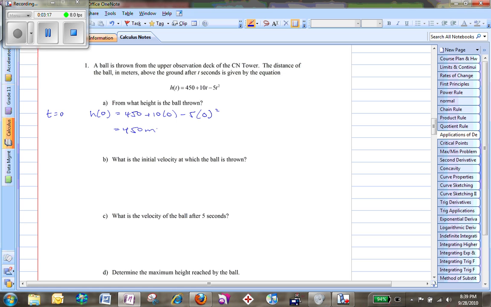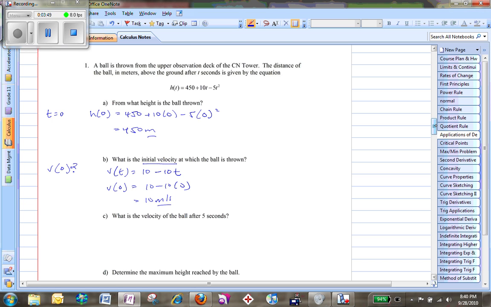What is the initial velocity at which the ball is thrown? The initial velocity means that I want to find v of 0. First of all, I need to find v of t, which means I need to take the derivative of h of t, which is 10 minus 10t. I then want to find v of 0, which is 10 minus 10 times 0, which is 10 meters per second. In case you haven't noticed already, I'm including units in all my answers. We are talking about something that has a unit, which means we must include that unit.